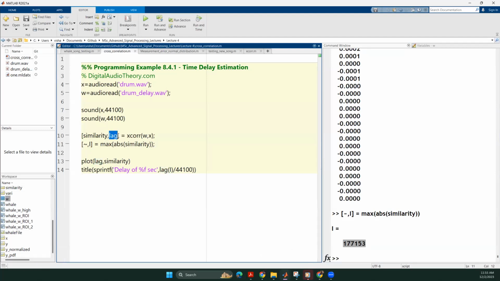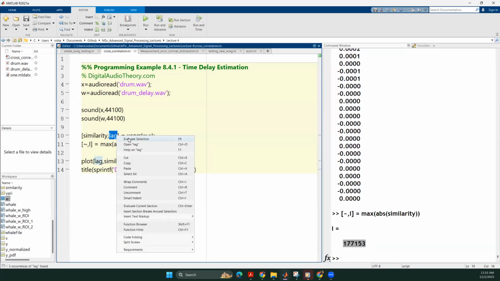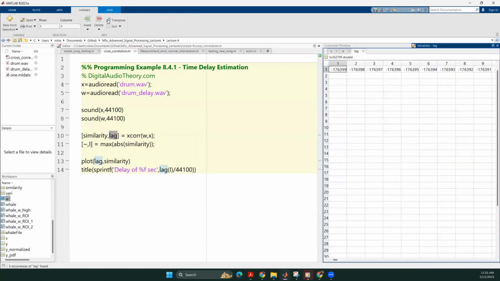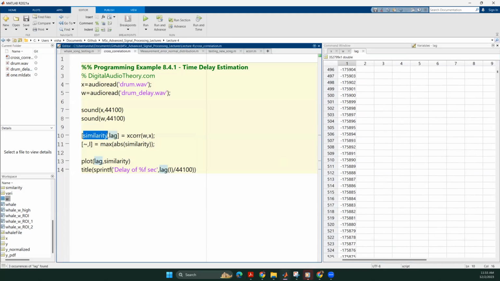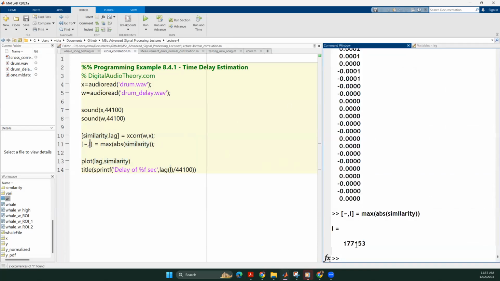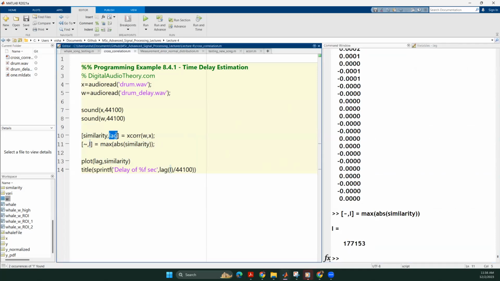All the lag values are inside here. So this is a certain array, right? I can also see that as an array here. So the lag values I can see for all the different similarity values I got. When the similarity is maximum, I want to find the lag value out of here. So the maximum similarity comes at this index that we found earlier, which was 177,153. So at that index value, I want to find the lag value.